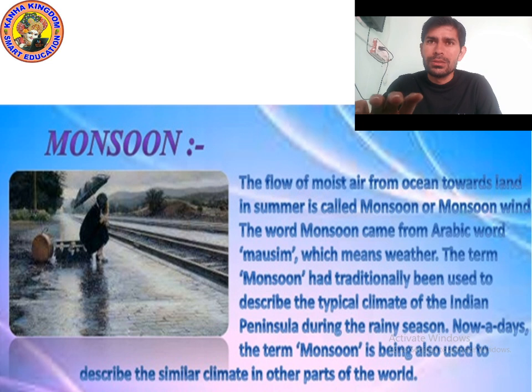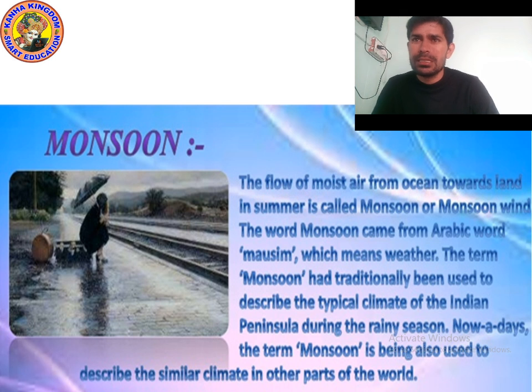So I hope you understood. Remember the definition only; you need not remember too much about it. What is monsoon, or what is monsoon wind? The moist air from the ocean which comes towards the land in summer is called monsoon wind.